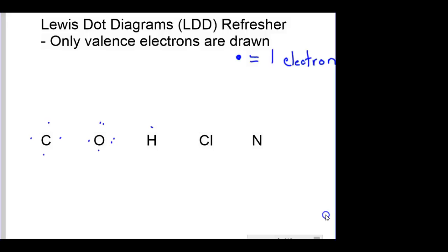What about chlorine? Okay, so if we have 17, we have 2 electrons in the first energy level, 8 electrons in the second, 7 in the third. We're only going to draw 7 electrons on the Lewis dot diagram for chlorine.